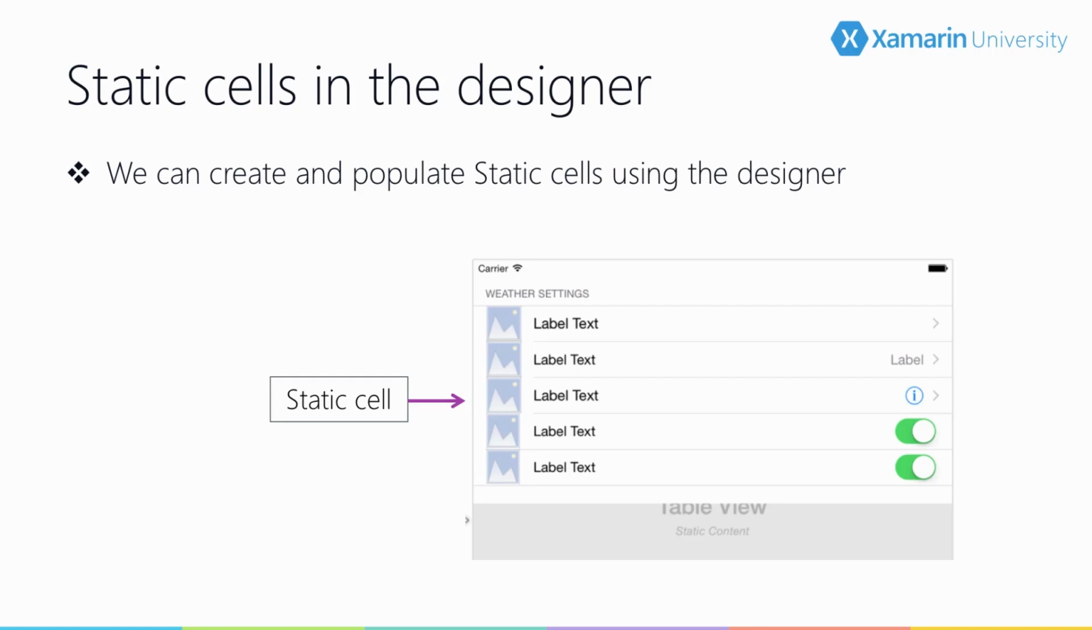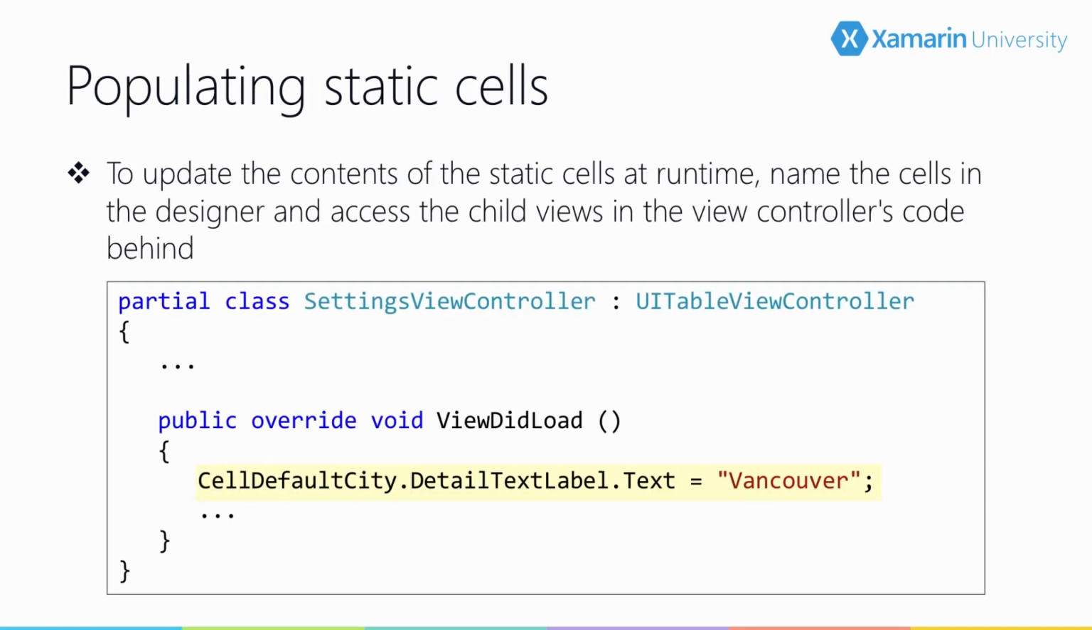You can create static cells based off of the default cell styles or create custom cells. And you can use both approaches within the same table. Although it is possible to create static cells programmatically, it's typically done using the designer. To update the contents of the static cell at runtime, maybe you need to load and display saved settings, you'll need to name the cells in the designer and then access the child views in the view controller's code behind.